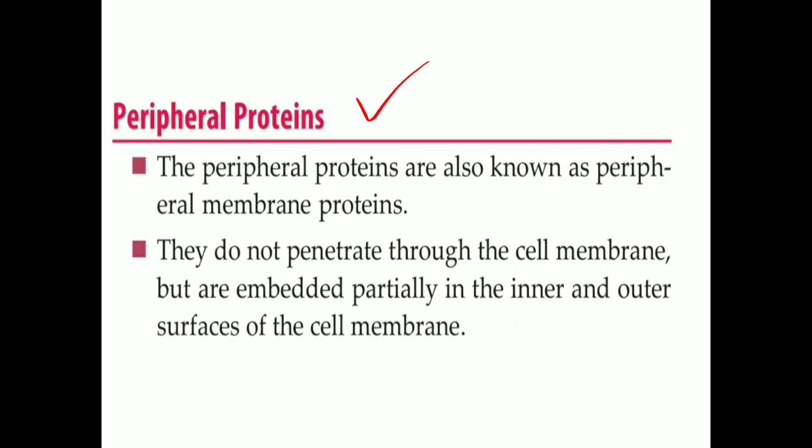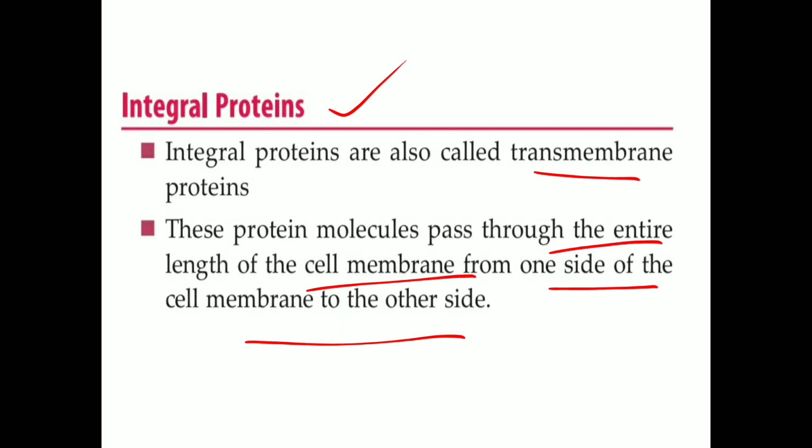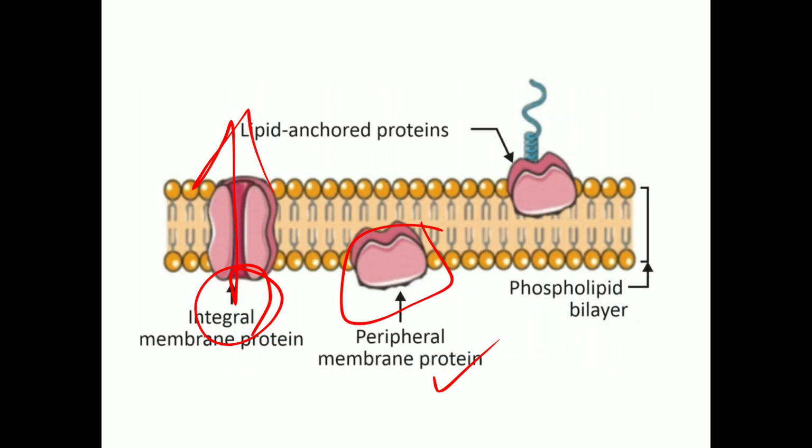The next is peripheral protein. Peripheral proteins are also called peripheral membrane proteins. They are present at the periphery. They do not penetrate through the cell membrane. They do not cross the cell membrane. They are embedded partially in the inner and outer surfaces of the cell. Partially it is present inside and partially it is present outside.